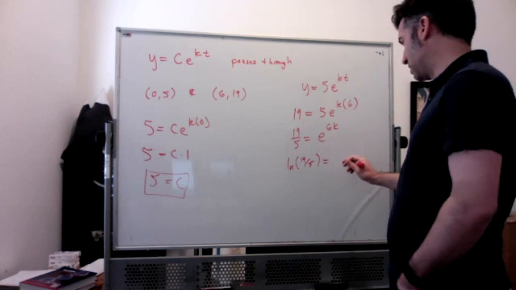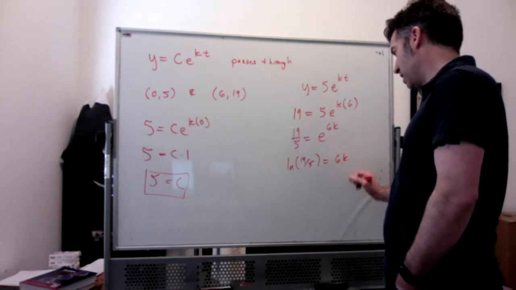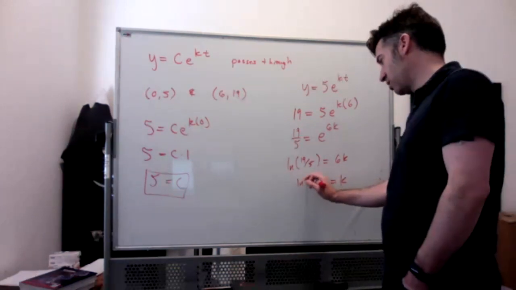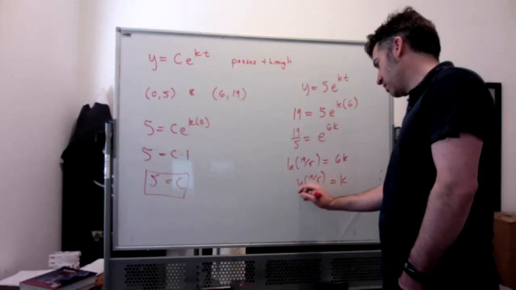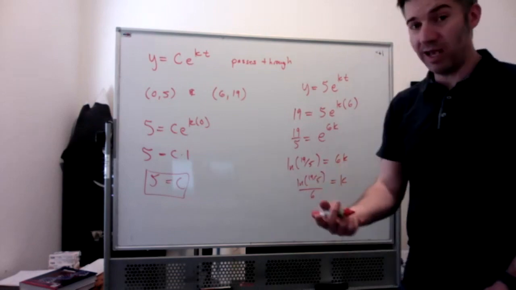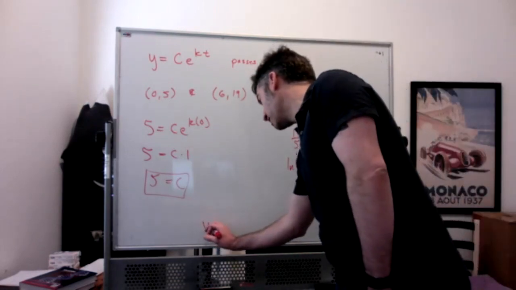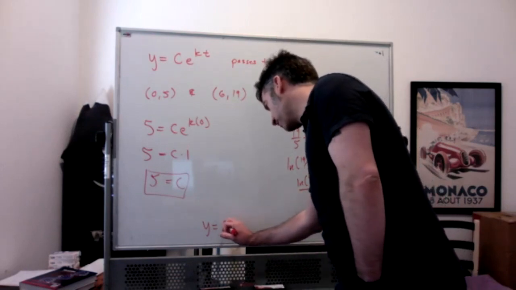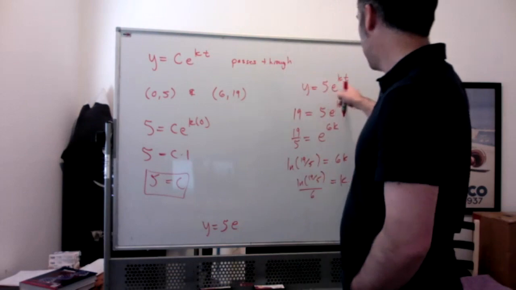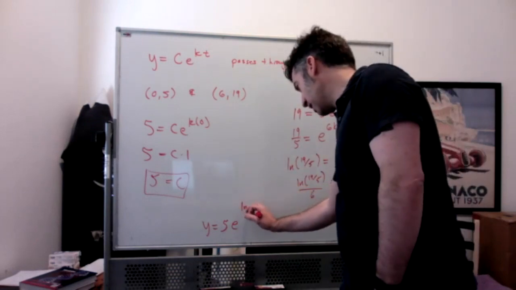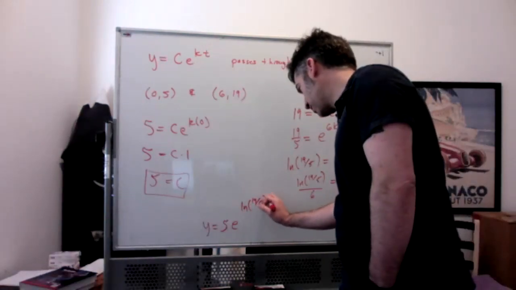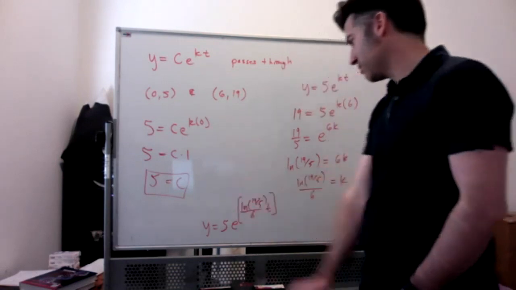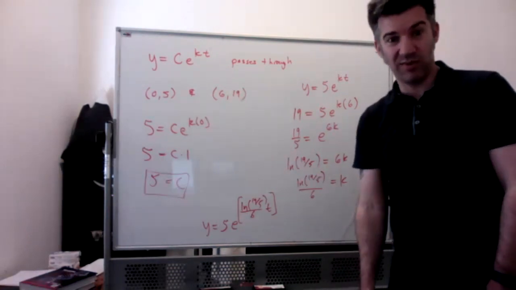So natural log of e to the 6k is going to be 6k. And then finally divide both sides by 6. So k equals the natural log of 19 fifths over 6. So our final answer, plugging in c, we get y equal to 5 e to the k, which is this mess, natural log of 19 fifths over 6 times t. That's how we write that.